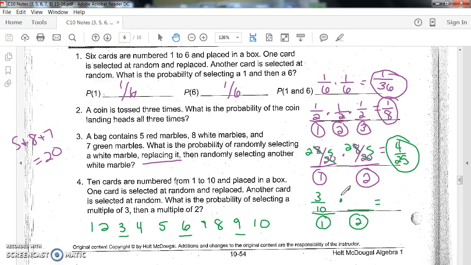So that would be a 3 out of 10 chance. And then we need to know how many of them are multiples of 2. That'll be the even ones. 2, 4, 6, 8, 10. That's 5 of them. It's 5 out of 10. This fraction here should reduce to 1/2. This one will not. And 3 times 1 is 3. 10 times 2 is 20. So the answer here is 3/20.